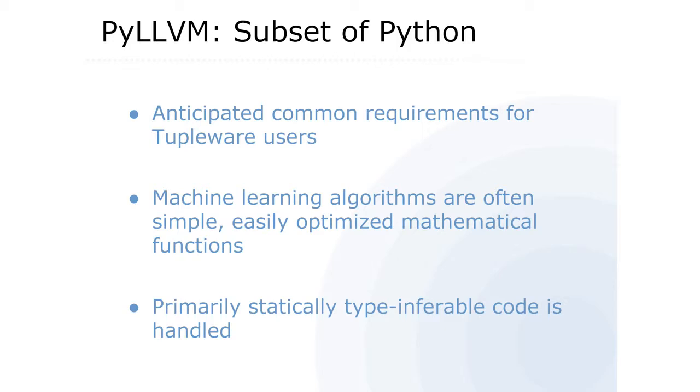Because there are so many different Python features, we really wanted to hone in on what exactly a Tupperware user would be interested in. Since we determined that it was machine learning algorithms, we wanted to take a look at what machine learning algorithms actually tend to use. And the answer is pretty easily optimizable mathematical functions. Nothing too fancy, don't really need decorators, that kind of thing. So we put that on the back burner, and we focus primarily on getting just functional code.